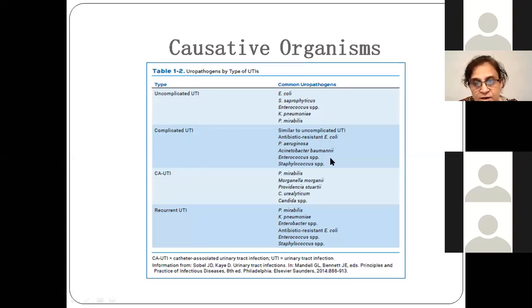So complicated UTI can be caused by organisms which are resistant to antibiotics. Pseudomonas aeruginosa, Acinetobacter, Enterococcus, Staphylococcus, these can all cause complicated infections. Then other organisms, Proteus mirabilis, can cause complicated, uncomplicated, and catheter-associated UTI. These are all Enterobacteriaceae, and these Enterobacteriaceae can cause UTI. So you can see that there is an overlapping of the causative organisms which can be present.